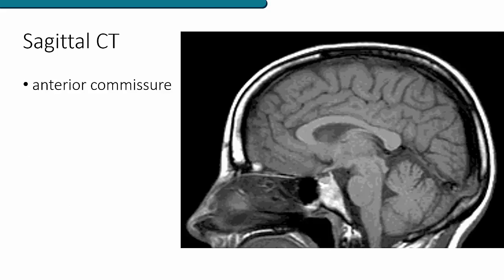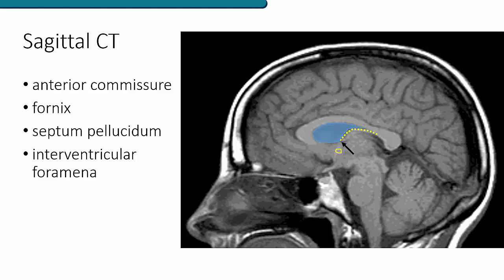Here we have a sagittal CT, so let's see some of those structures here. It's hard to tell the anterior commissure. If I had to guess, I would say it was right here. The other structures, such as the fornix, the septum pellucidum, as well as the interventricular foramina, are quite easy to see on this midline image. Furthermore, we can see a little bit of that choroid plexus on the roof of the third ventricle.